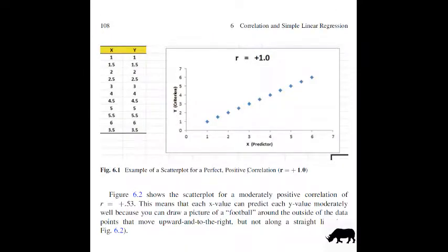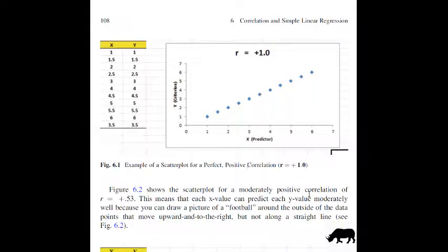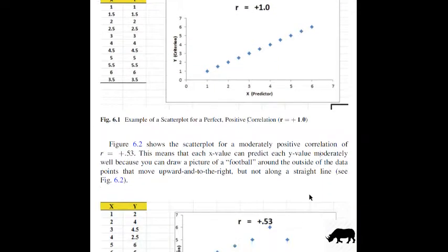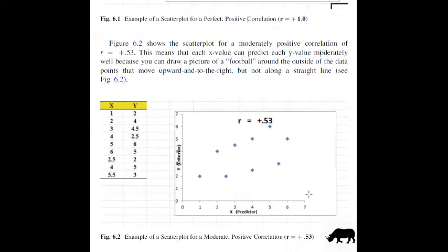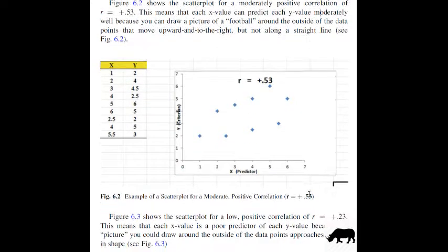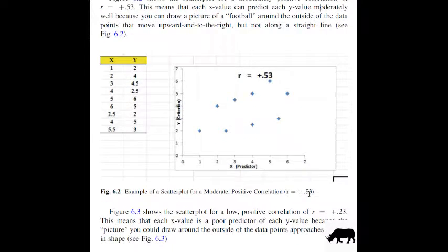The next figure shows a moderate positive correlation, which can predict each y value moderately well because you can draw a picture of a football around the outside of the data points that move upward and to the right, but not along the straight line. Another figure shows the scatter plot for a low, positive correlation of R = +0.23. This means that each x value is a poor predictor of each y value because the picture you could draw around the outside of the data points approaches the circle in shape.